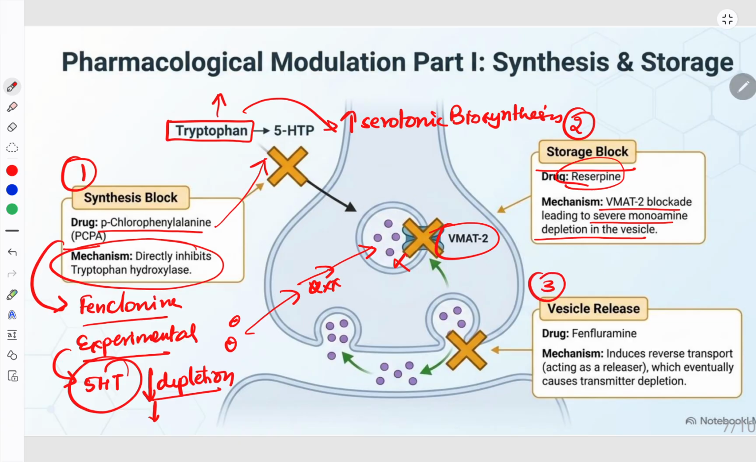And the third strategy is vesicle release. As more and more serotonin is released from the vesicles in excessive quantity, there will not be enough receptor to saturate it, and the excessive amount will be reuptaken, and before it can go back to the vesicles, it will be hydrolyzed. So while this strategy is vesicular release, it actually leads to depletion of 5-HT. A drug which can increase vesicular release and cause consequent depletion of 5-HT is fenfluramine.